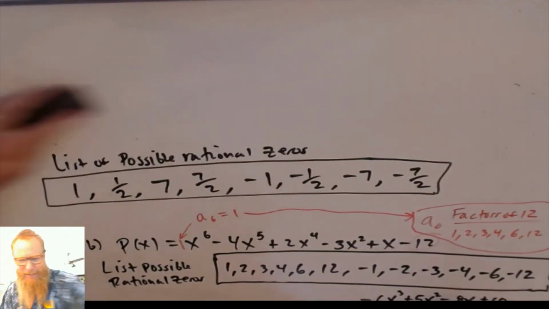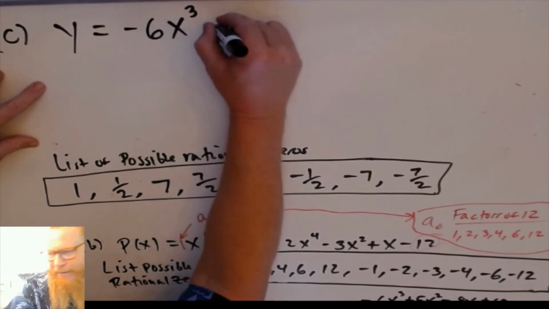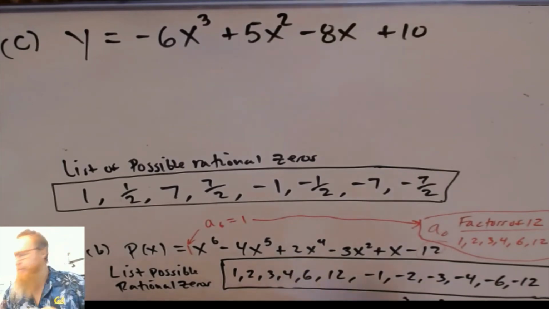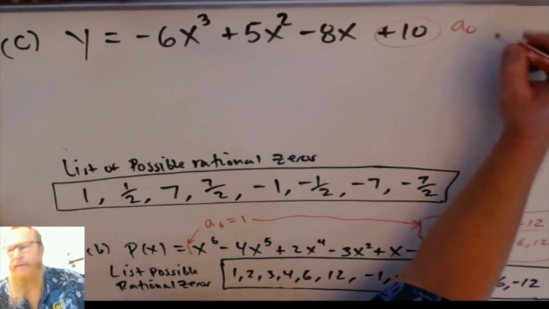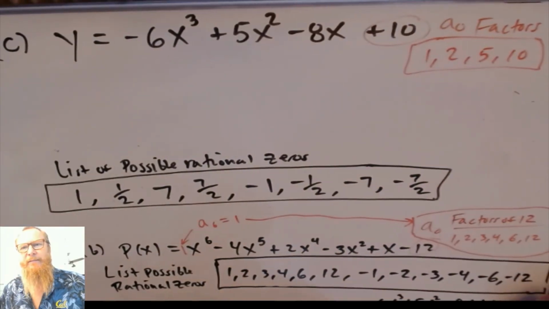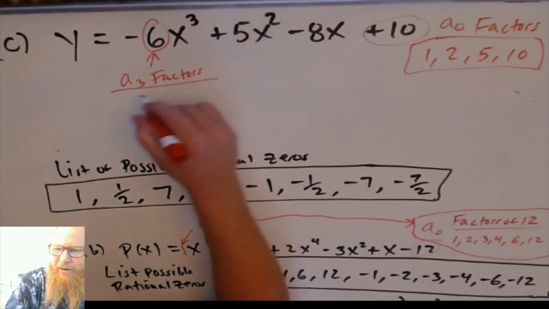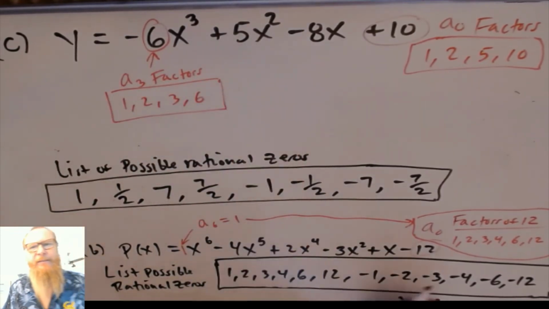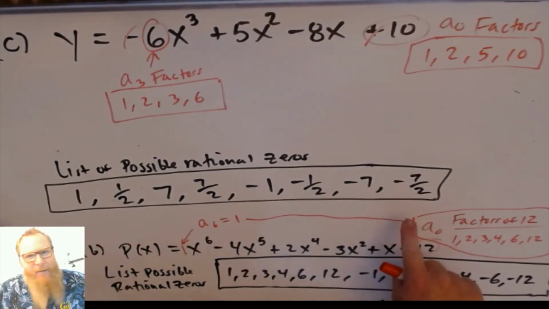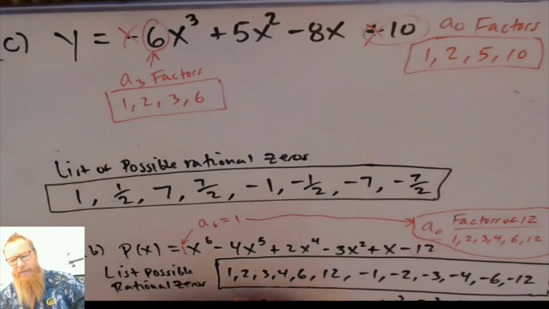All right, and then we just have to move part C up here. I didn't call this one function. I just called this y, but it is still a function. It's a function with its generic name, y equals. All right, so we got our a0 factors are 1, 2, 5, and 10. Again, you're ignoring the sign when you make the factors. So a3 factors are 1, 2, 3, and 6. You can ignore the plus and the minus for now because you're going to put them into your list anyway. We're going to make a list of half positives, half negatives every time.